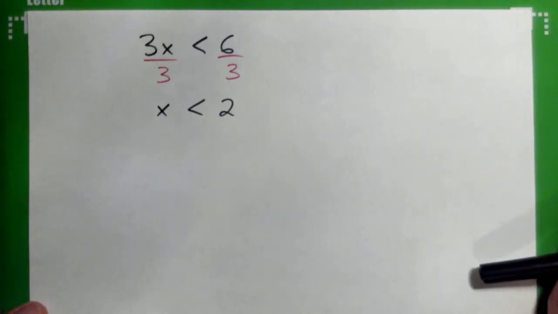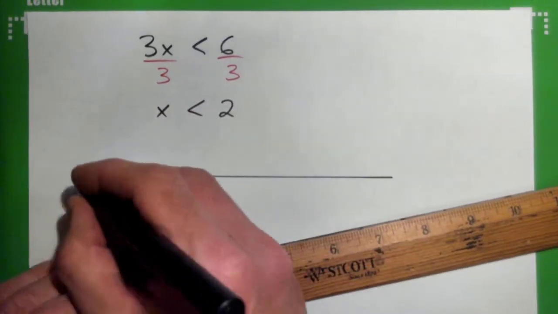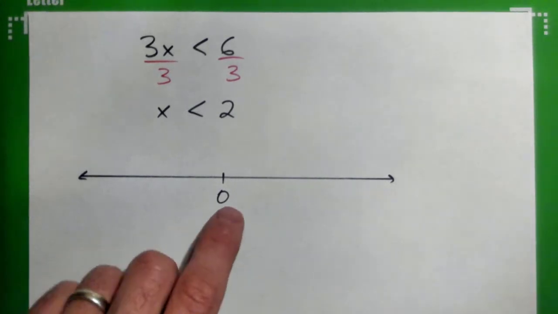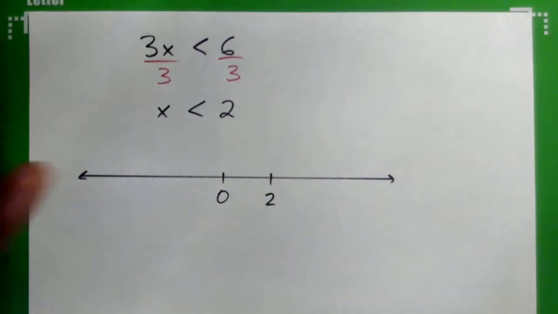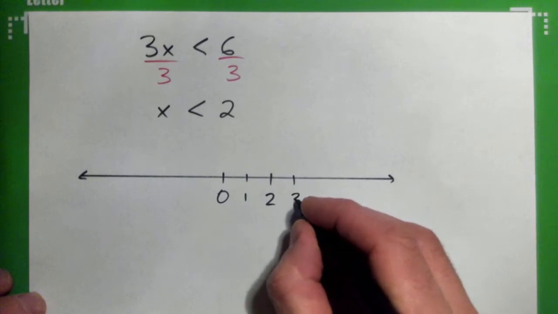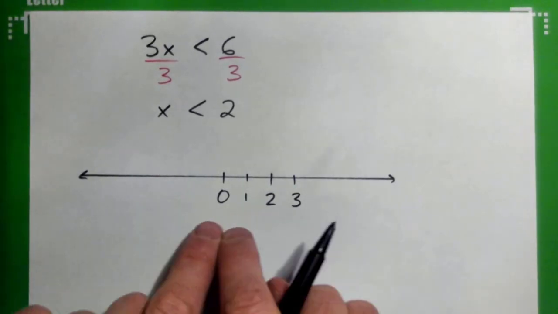And so x less than 2, and then here's a number line. And I'll just put 0 here. And where's 2? Well, 2 is here, right? So x less than 2. Well, let's think about that. So here's the number 1, and here's the number 3. Now, is 1 less than 2? Is 3 less than 2?